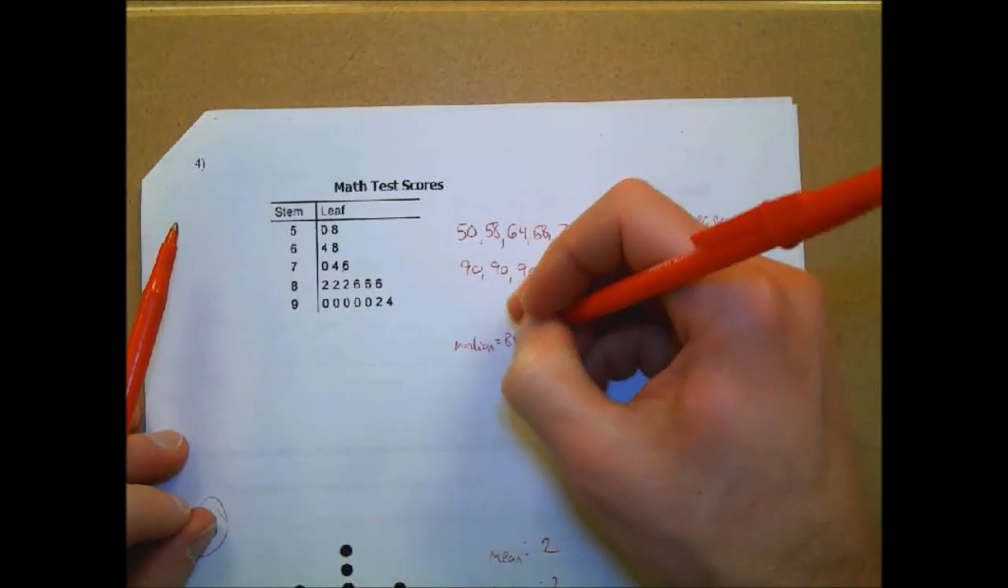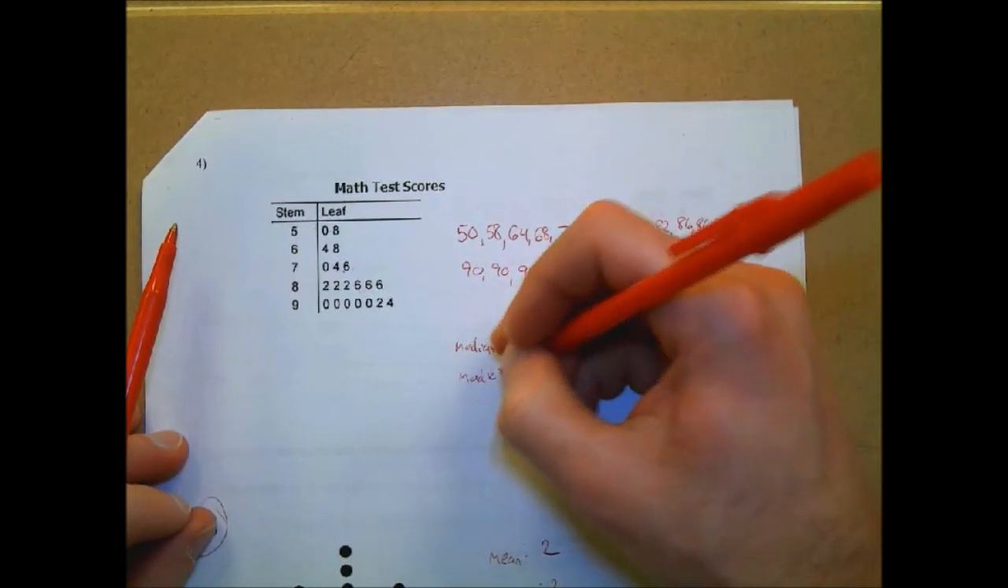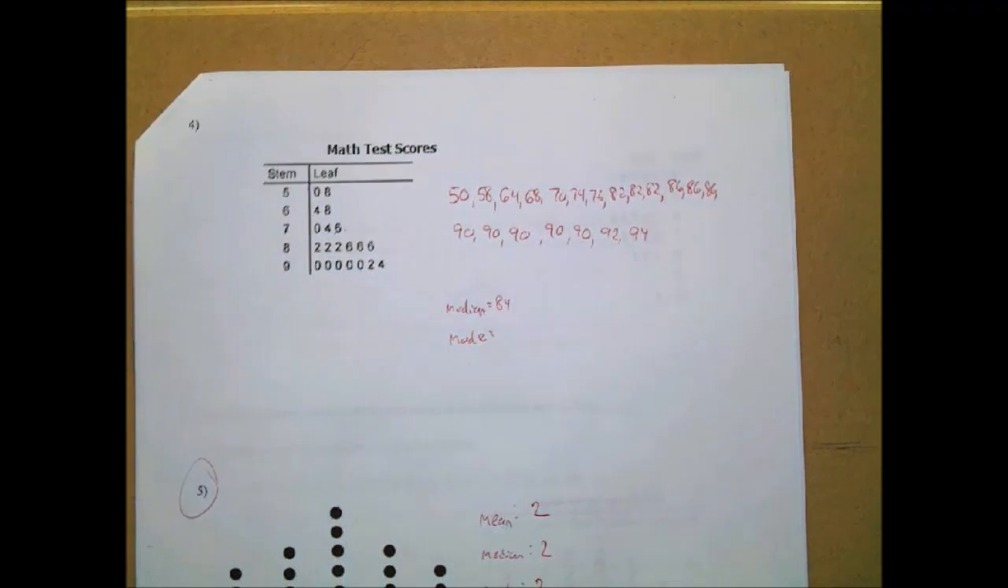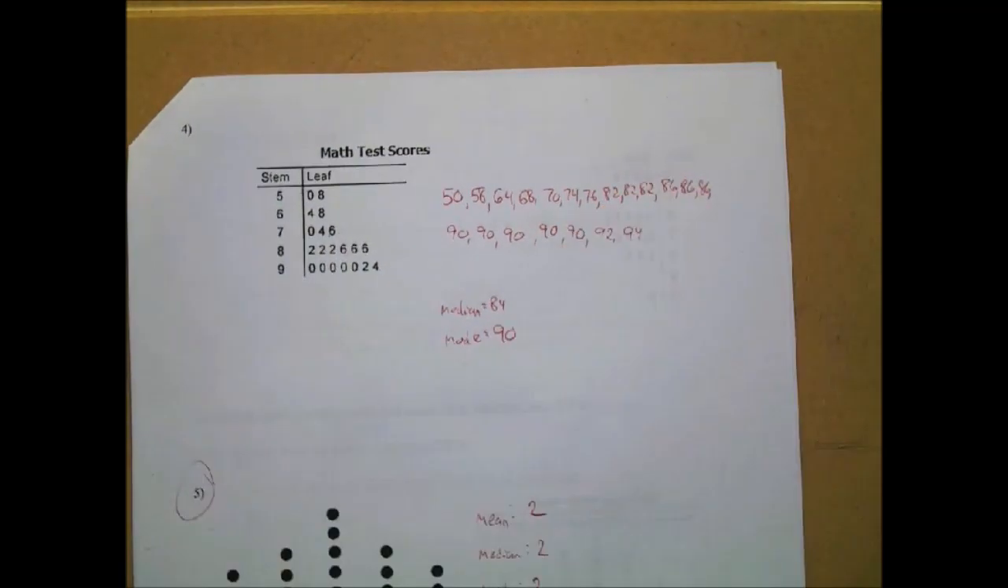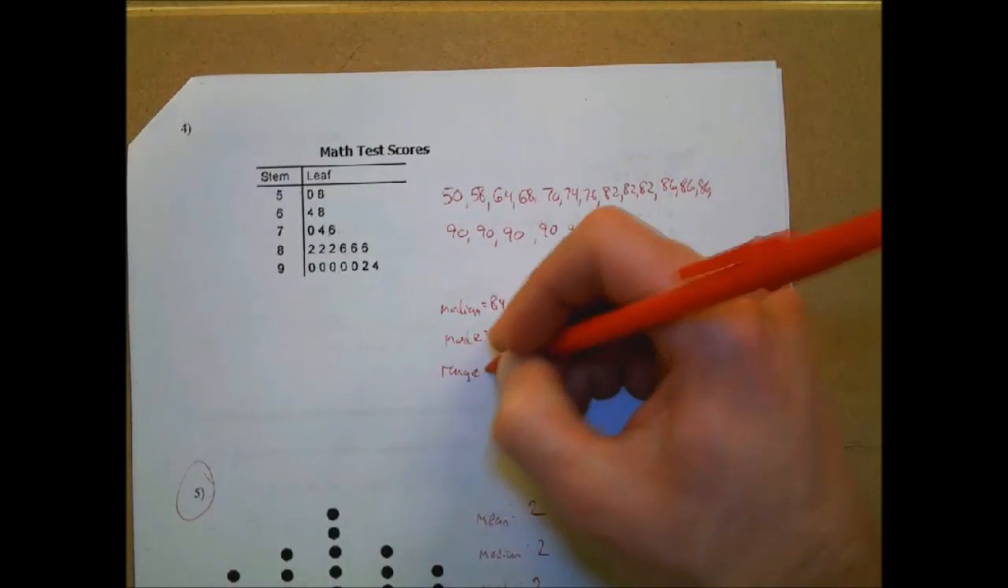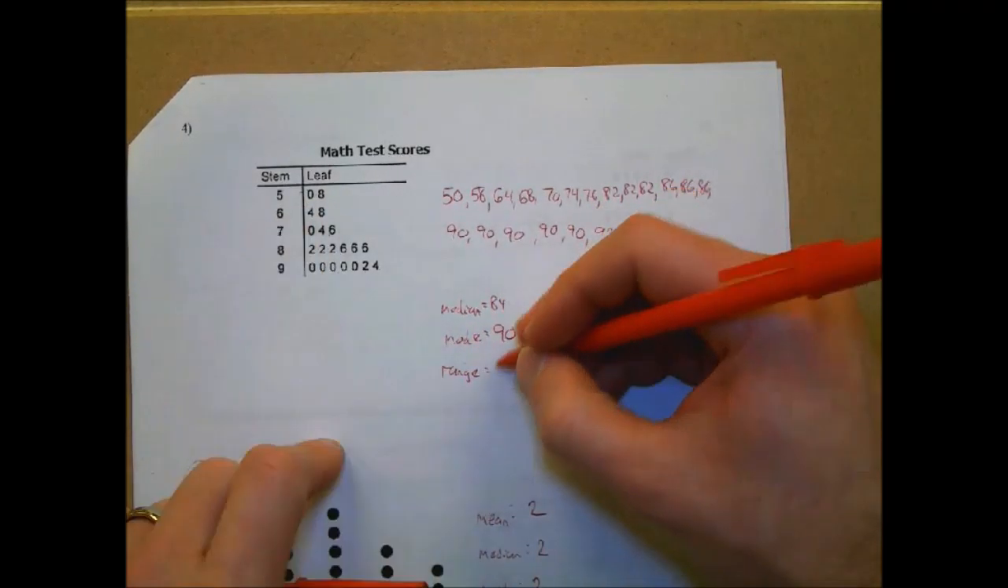And then the mode is super easy to see. What's the mode here? 90. Yeah, 90. It's the one that occurs most often, so that's the 90 there. Okay. And the range is also easy to find here too. Again, it's just 94 minus 50, so it's going to be 44.